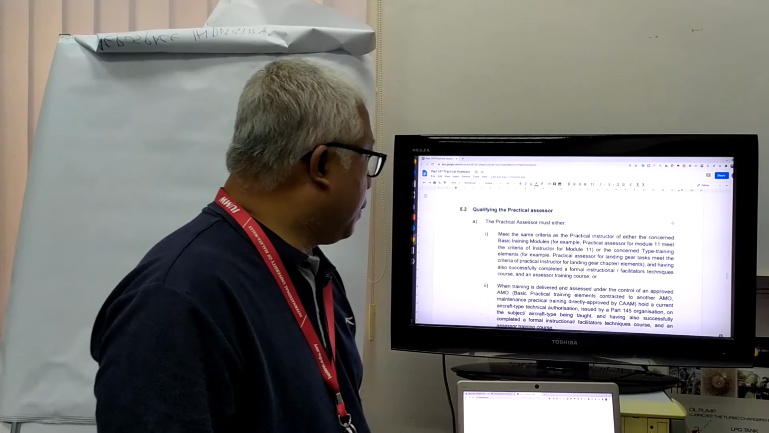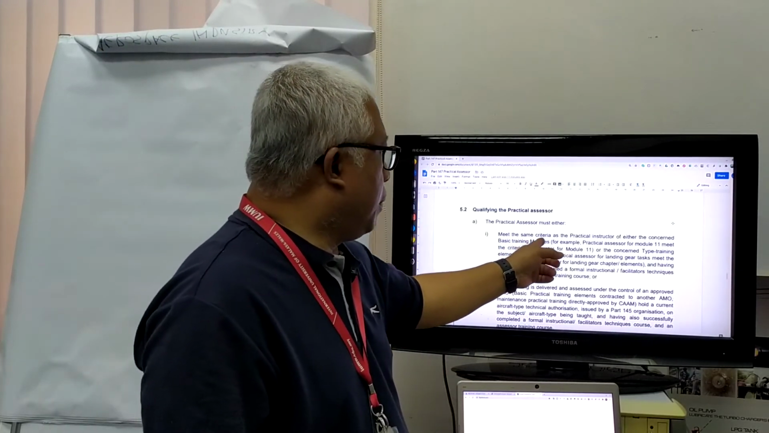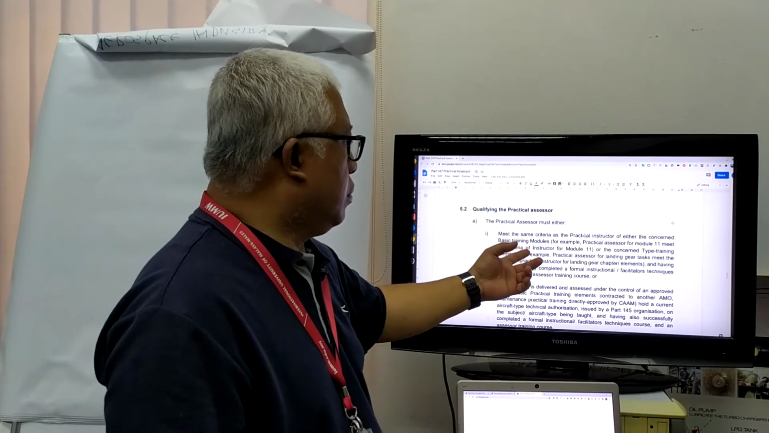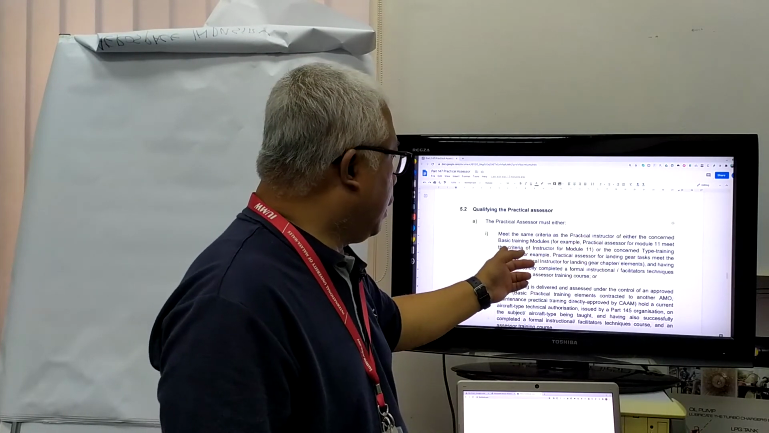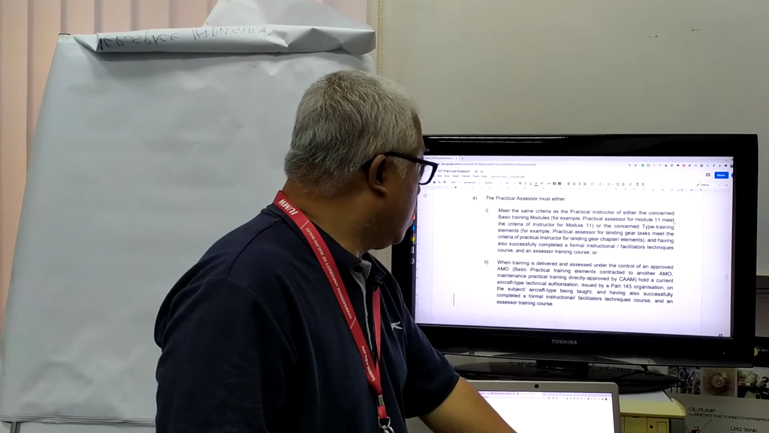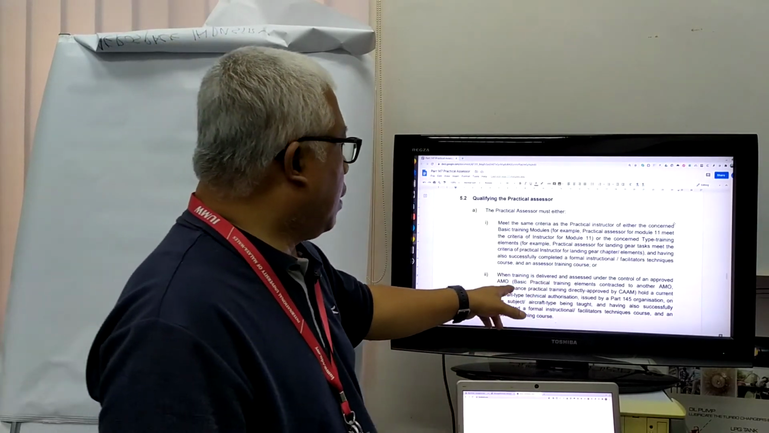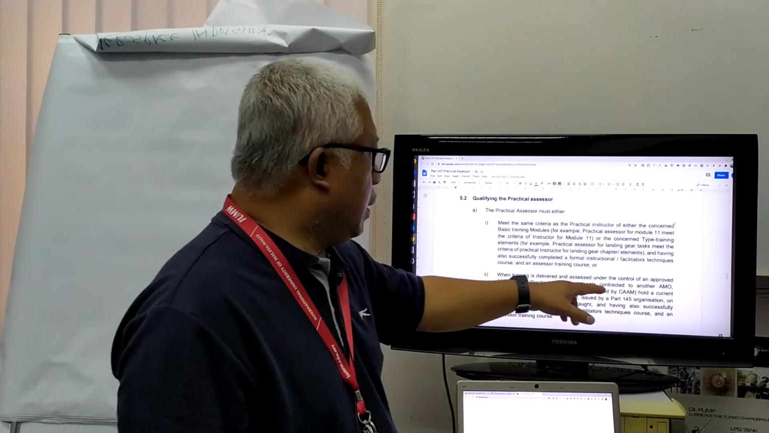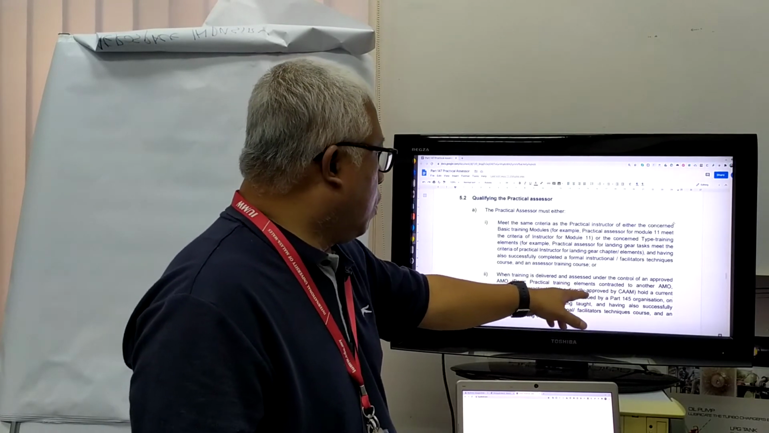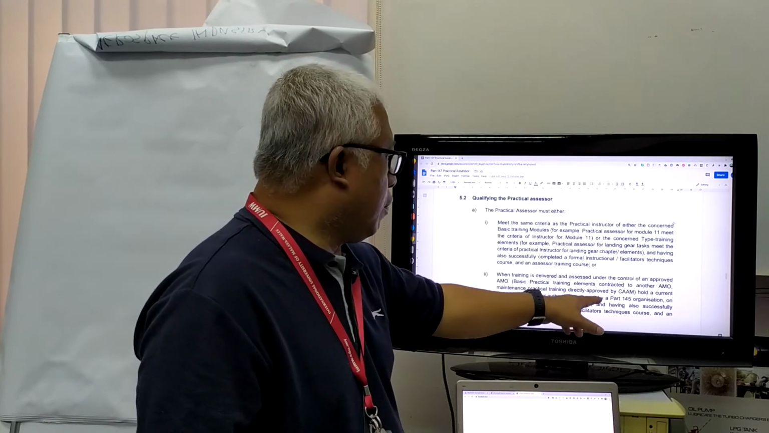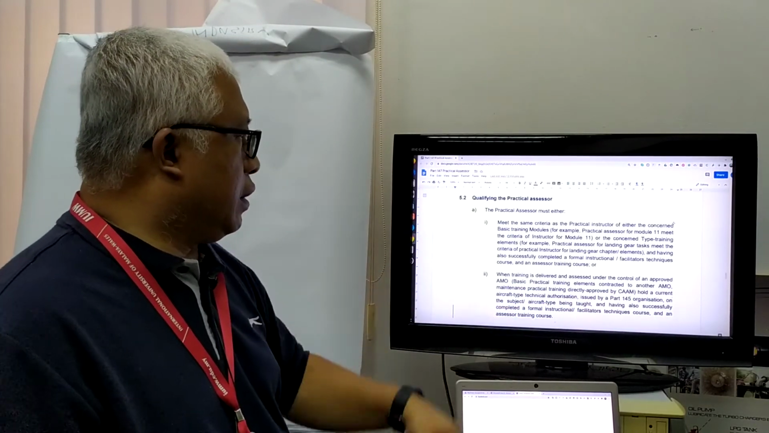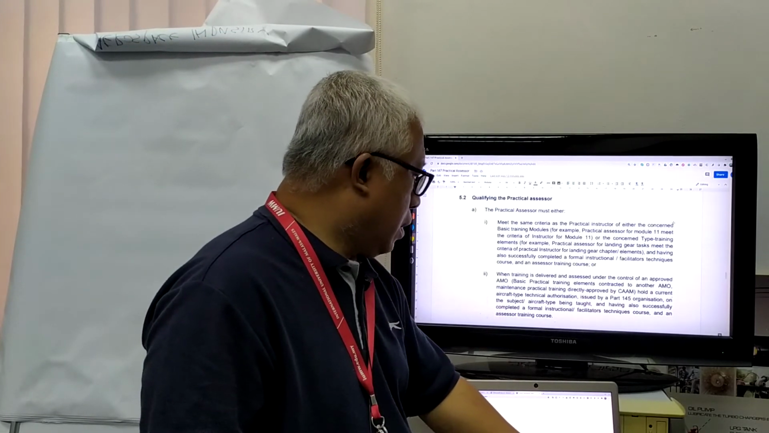And how do you qualify a practical assessor? They must meet the same criteria as a practical instructor for the concerned basic training module. For example, a practical assessor for module 11 must meet the criteria of an instructor for module 11. So that is the basic criteria. Then when training is delivered and assessed under the control of the approved AMO, with the basic practical training element contracted to another MO, basic, not experience, maintain practical training directly approved by CM holder, AMO, they hold a current aircraft type technical authorization issued by a Part 145 organization on the subject or aircraft type being taught, and have also successfully completed a formal instructional facility technique course and assessor training course. So that is also another requirement.